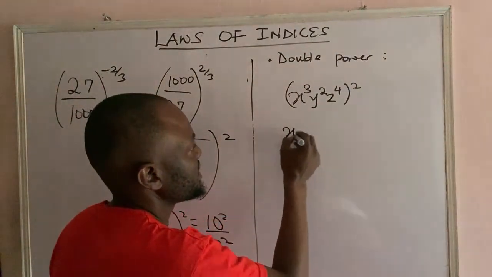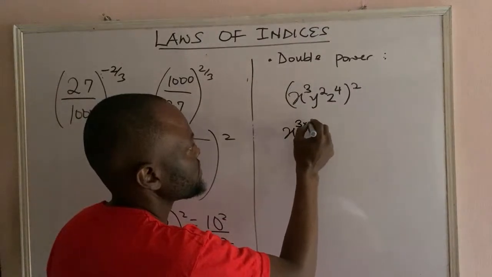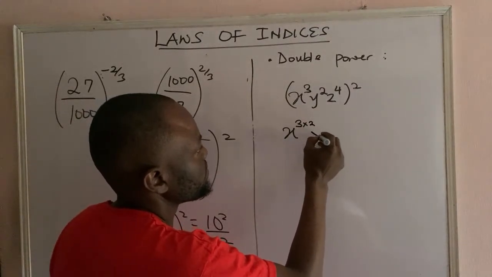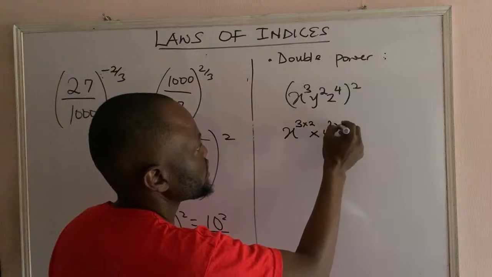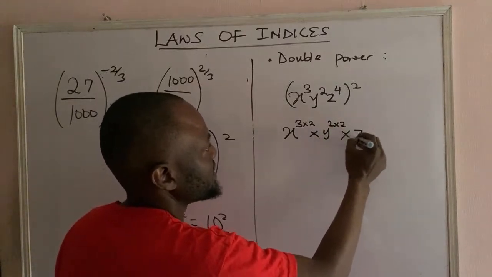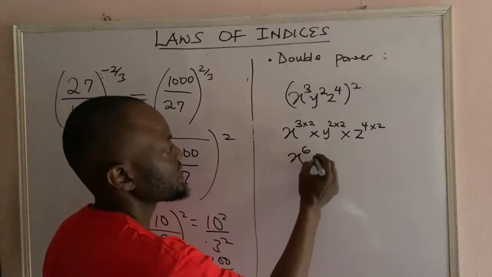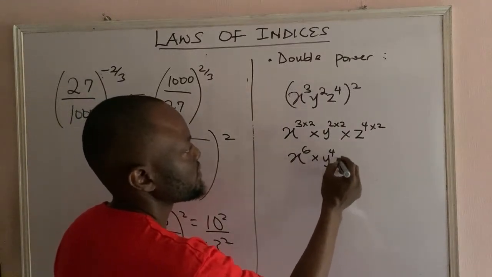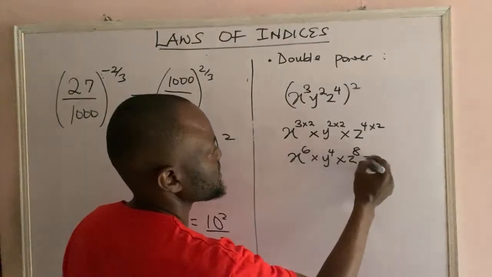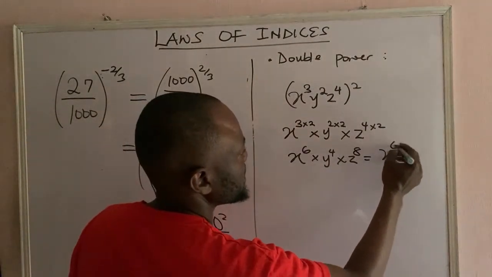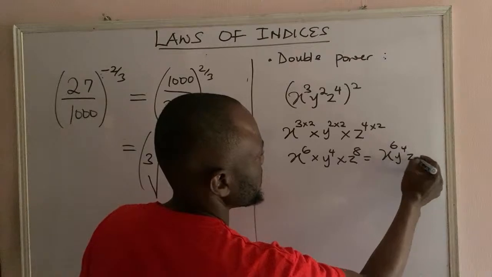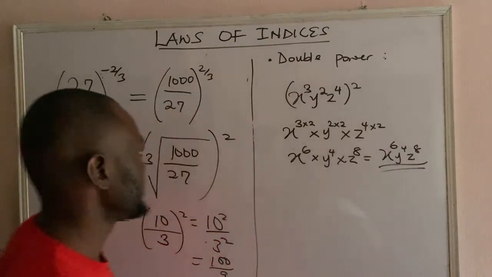So that means x to the 3 times 2 multiplied by y to the 2 times 2 multiplied by z to the 4 times 2. So that will give you x to the 6 times y to the 4 times z to the 8. So everything will be x to the 6, y to the 4, and z to the 8. It's pretty simple.